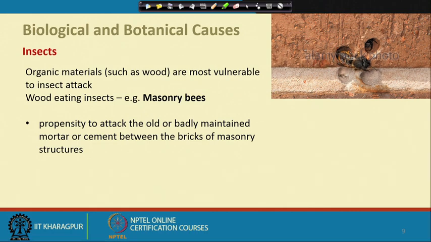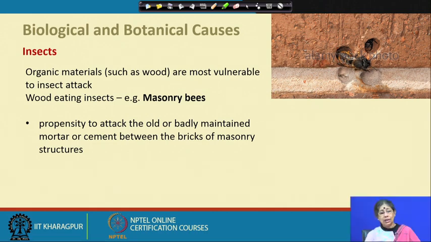One example is the wood eating insect, the masonry bees. As you can see, they generally prefer holes and others, and have a propensity to attack old or badly maintained mortar or cement between the brick or masonry structure. When the cement or mortar joints are not properly maintained, they have a chance to come, and sometimes they try to make their habitat in between the tiles or in between some of the cracks or joints.